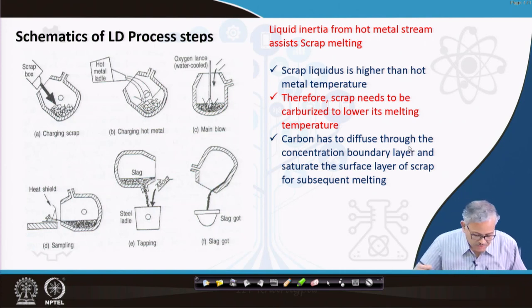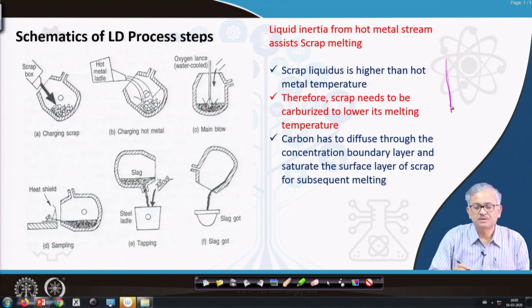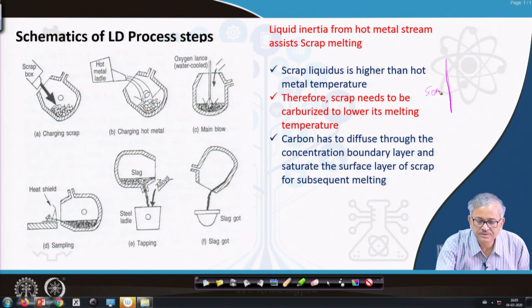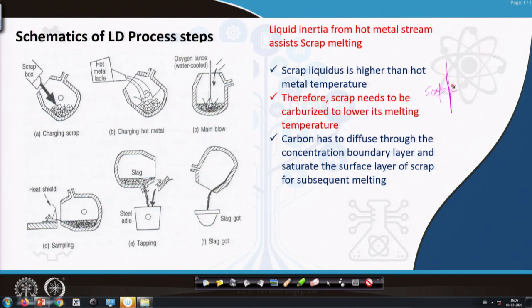So you can understand that the carbon has to diffuse through a concentration boundary layer. If you have a scrap-metal interface like this, suppose this is the scrap, and then there will be a concentration boundary layer. Here is the carbon in the bulk. Carbon is higher basically in the bath, and in the scrap it is lower.